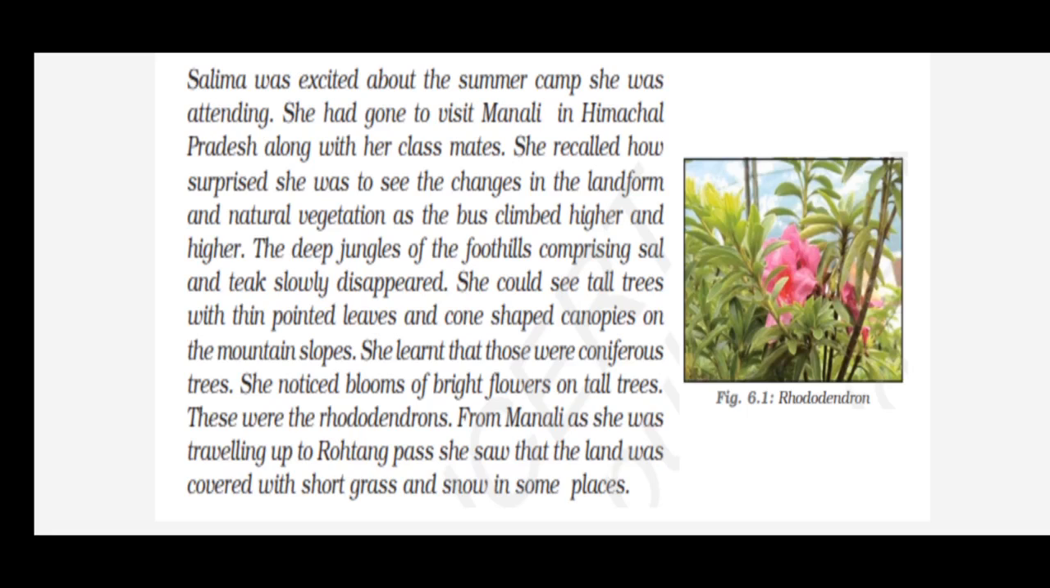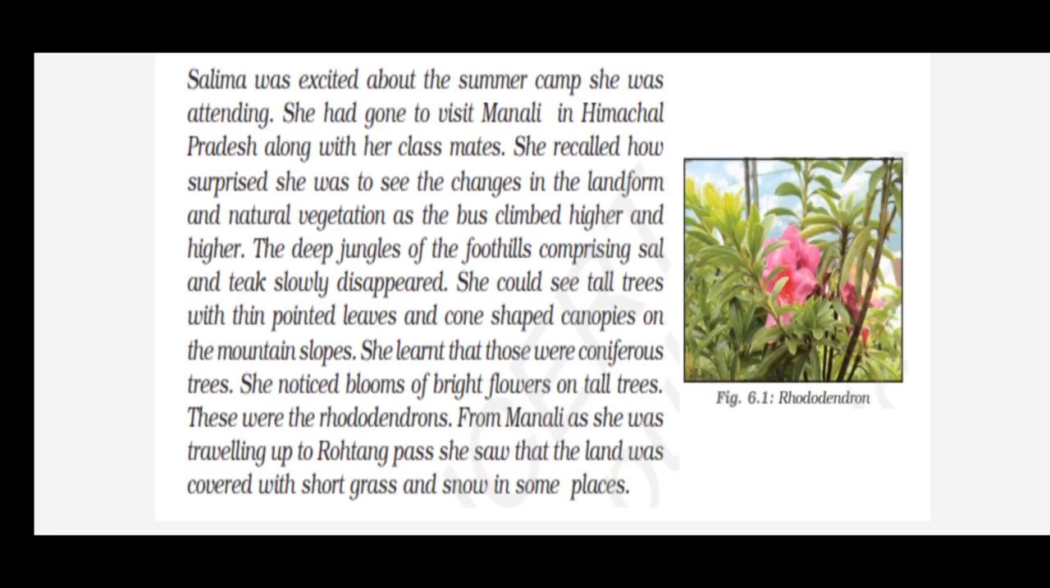She also saw tall trees with pointed leaves, like a cone-shaped canopy. Those are nothing but coniferous trees, because those trees develop a cone shape where the snow falls frequently on those hills. If the trees are not coniferous, they die. So to adapt to those climatic conditions, trees develop in such a way, they grow in such a shape.